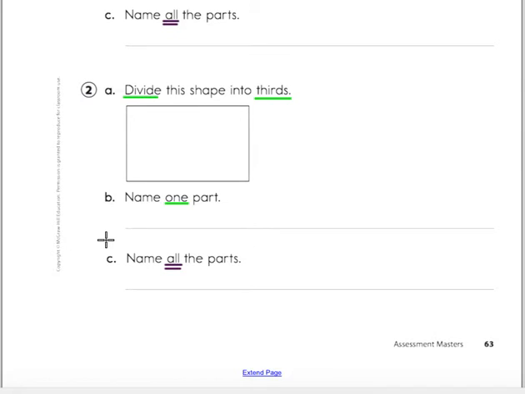Number 2, we're going to do the exact same thing with a rectangle, but this time we're going to use thirds. So divide this into thirds. Remember the trick I taught you. If I have to put it into 3 parts, how many lines am I going to draw? Nice. Now you're going to name one of those parts right here. Can you tell me what one of those parts would be called? Now can you tell me what all of the parts in this rectangle would be called if I wanted all of them?